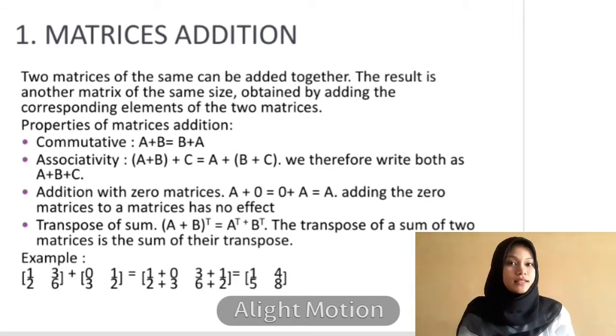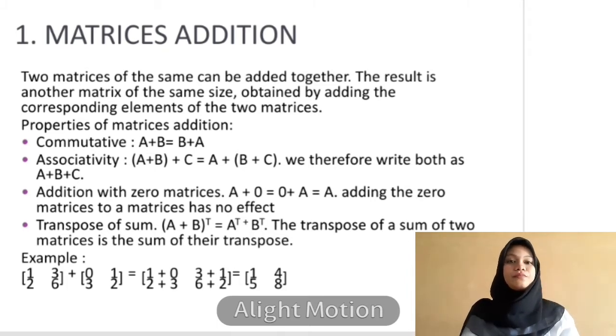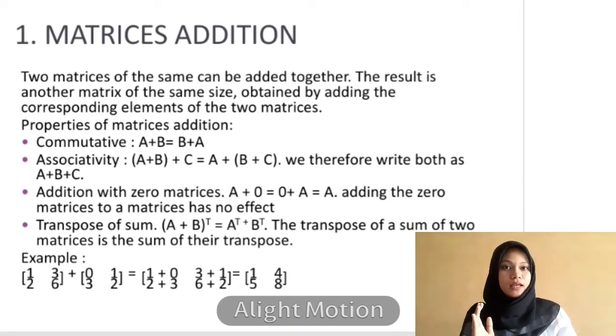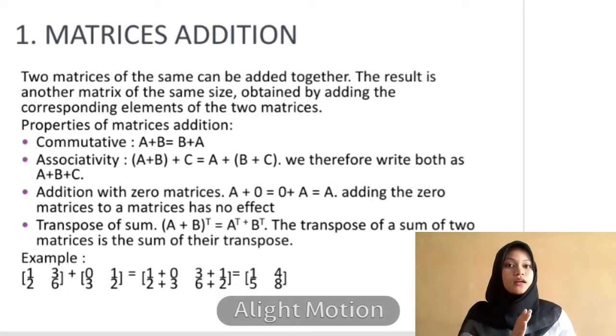Properties of matrix addition. First, commutative. 2, associative. 3, adding by zero matrix, and 4, transpose of sum. Commutative: A plus B is equal to B plus A. And associative: (A plus B) plus C is equal to A plus (B plus C). We therefore write both as A plus B plus C.